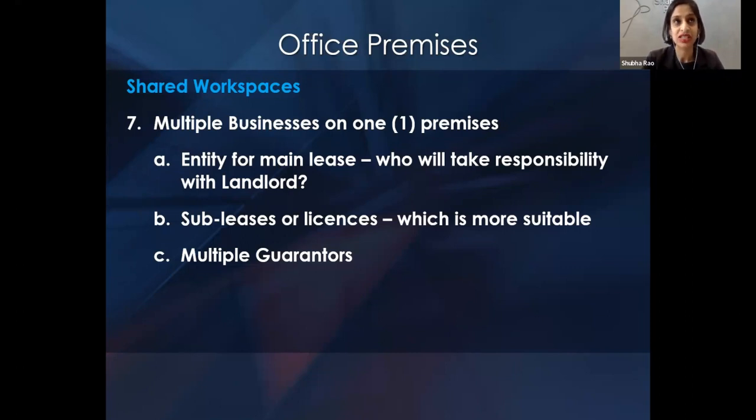So there's a few considerations that need to happen when there are multiple businesses going into a lease with a head landlord. It is kind of 50-50 as to how people are doing it, whether one person goes in and then subleases or licenses the rest of the premises to other businesses, or whether 3 or 4 people are going into the head lease.